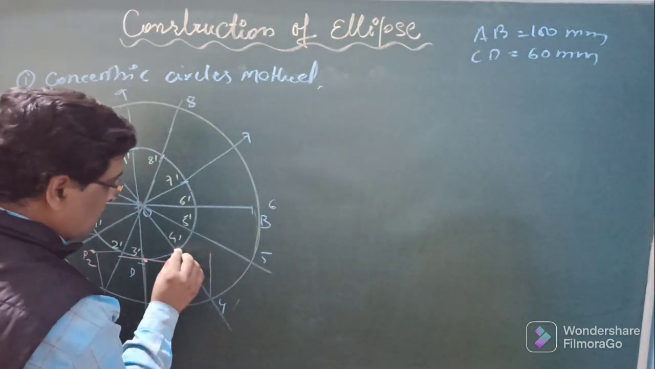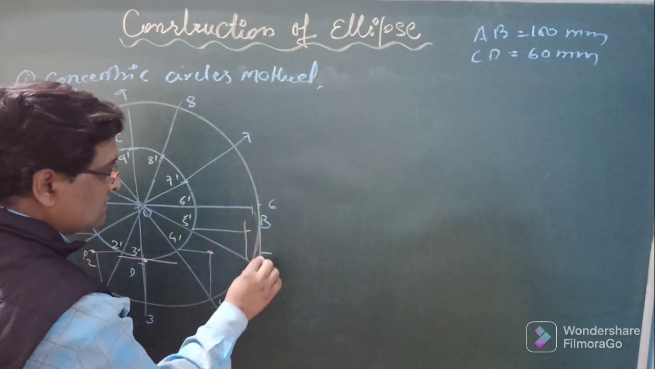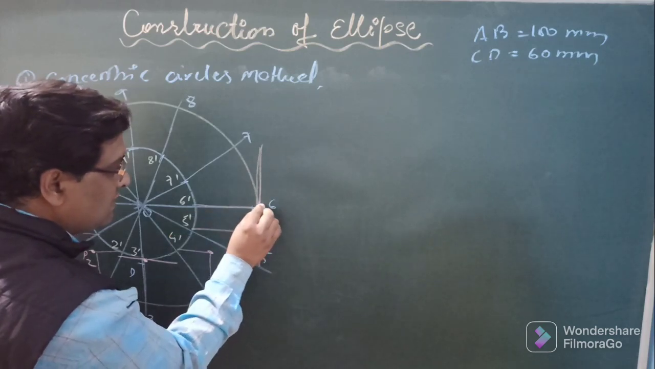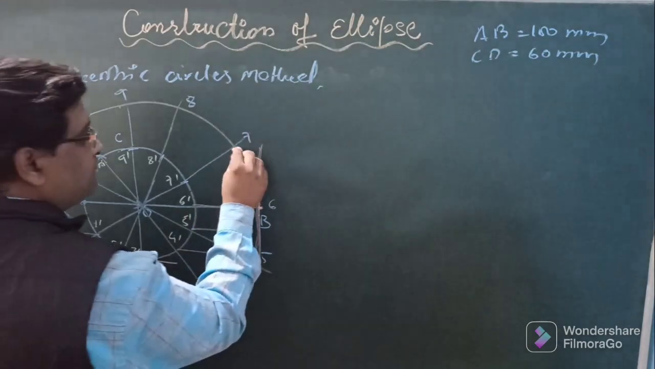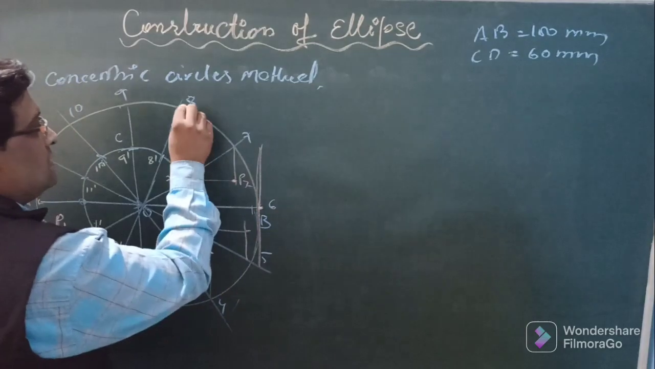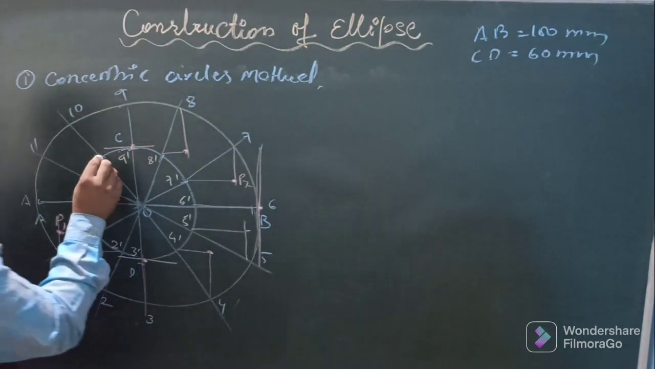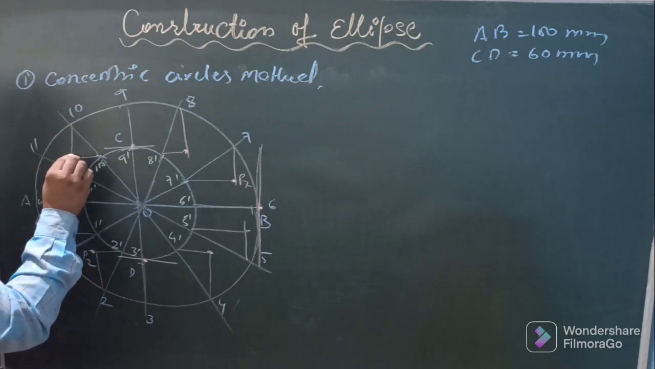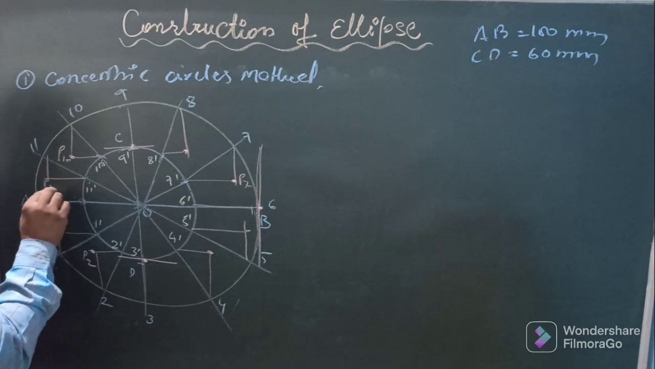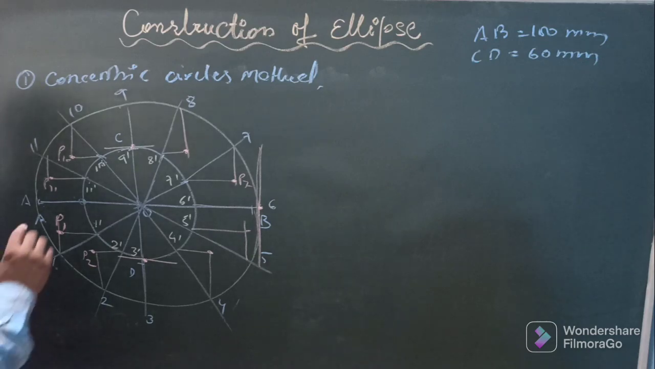Similarly, 4, 4 dash, 5, 5 dash, 6 vertical line at this point, and horizontal from 6 dash will be this point itself. 7, 7 dash, so P7 it will be. Then 8, 8 dash, 9, 9 dash, 10, 10 dash, P10 and P11. So we have obtained these points.